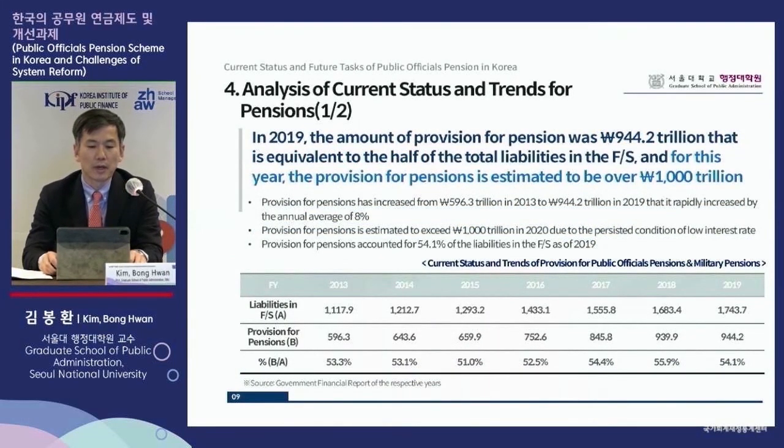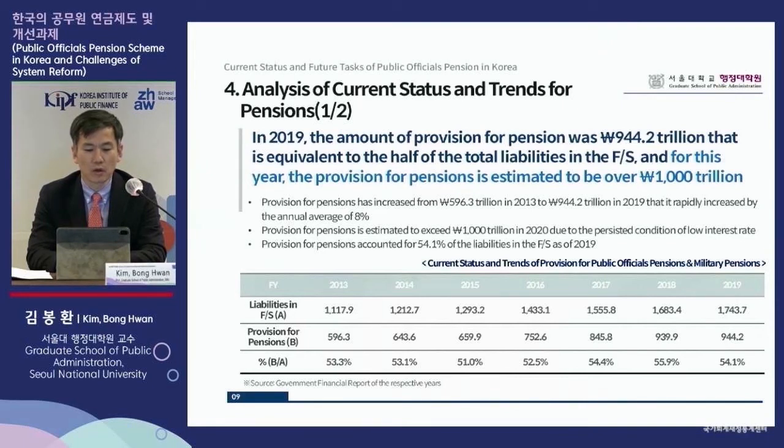Now let me talk about the trend of public pension liability in Korea. In 2019, the amount of provision for pension was 944 trillion Korean won, and this is equivalent to half of the total liability of the Korean government in the financial statement. For this year, 2020, the provision for pension is estimated to be over 1 quadrillion Korean won, which is a very significant amount and an important portion of Korean government liability.